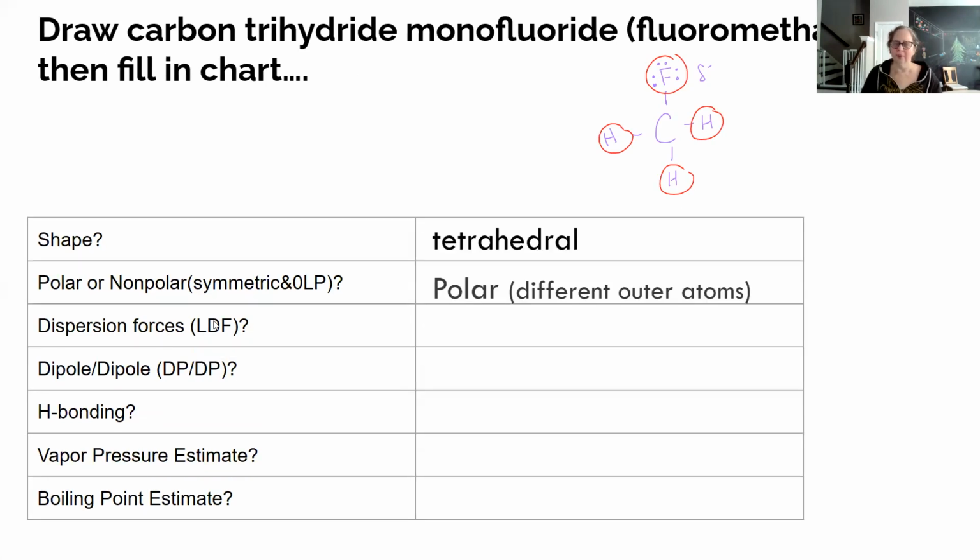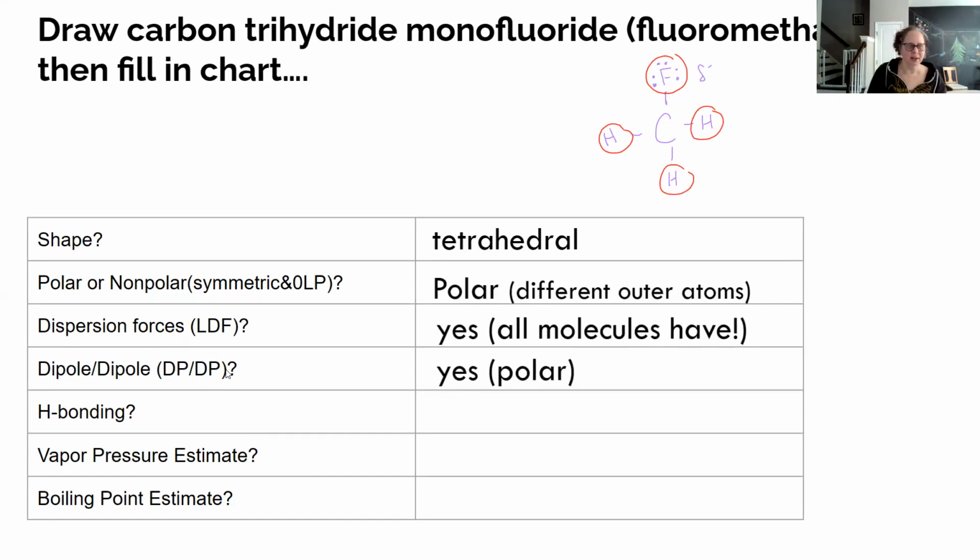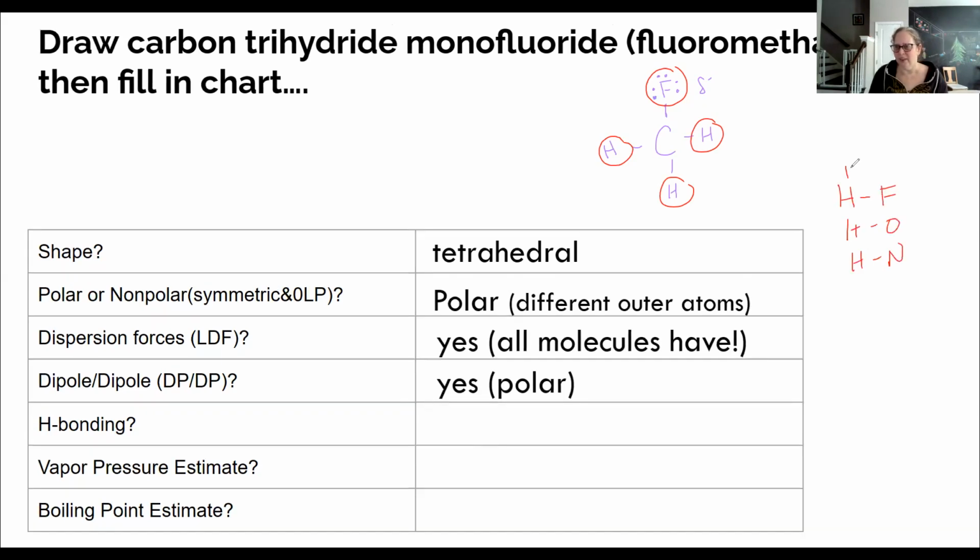Okay. All molecules have dispersion. All polar molecules have dipole-dipole. Does it have hydrogen bonding? That is only when you see HF, HO, HN on the intra side. I have CH, CH, CH, and CF. There is no hydrogen bonding here. Even though there's hydrogen and fluorine there, they are not bonded together, so they do not count.